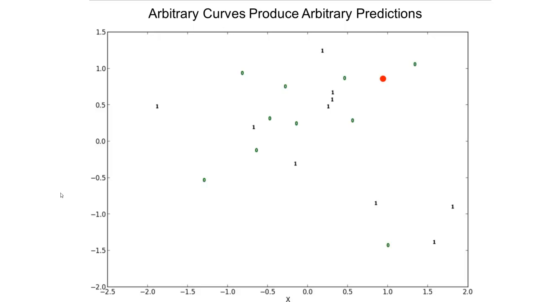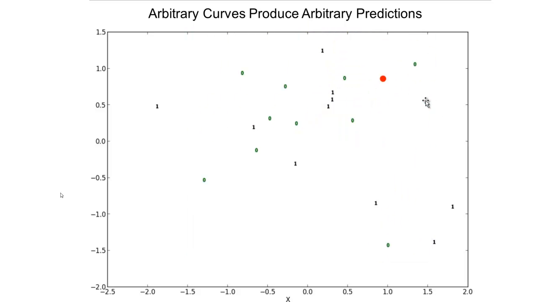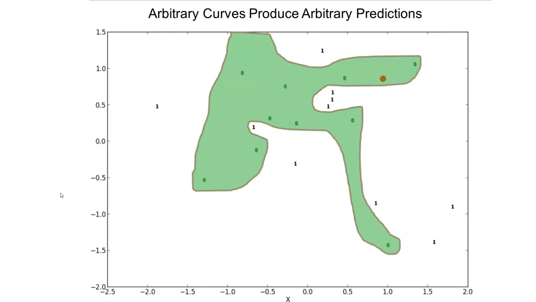Now, let's suppose we have a point out in the middle of space. With our original classifier, we would say that it is a 1. But with the second one, we would say that it is a 0. Using an arbitrary curve, you can't really predict with any certainty what the true class of a point is, because the curve that you used to separate the two classes was arbitrary.